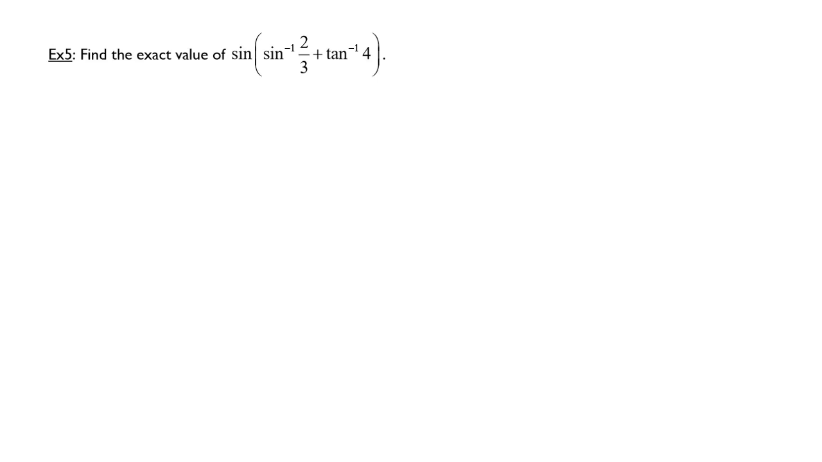In this last video on sums and differences identities, we're going to look at calculating the exact value of sine inverse of 2/3 plus tan inverse of 4. This can be done using the sum formula for sine, and we can rewrite this as sine of theta sub 1 plus theta sub 2.